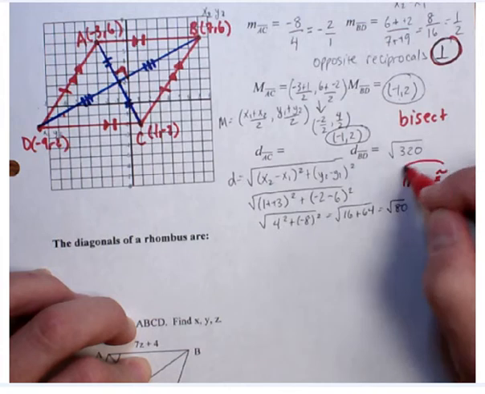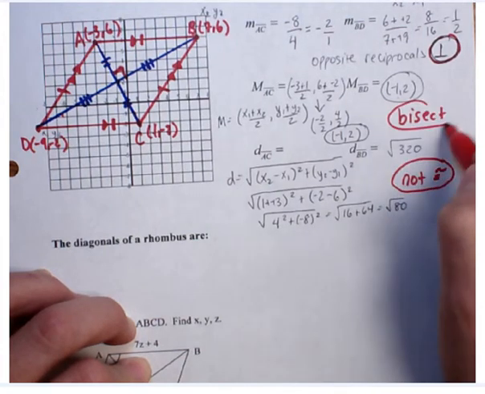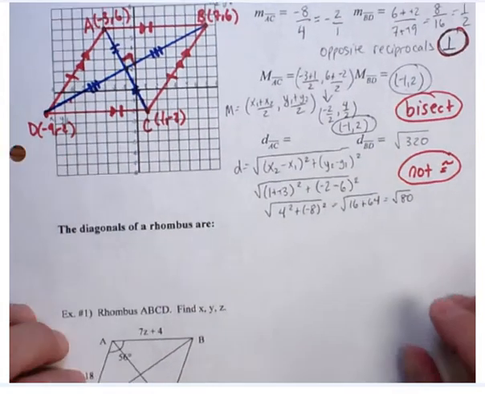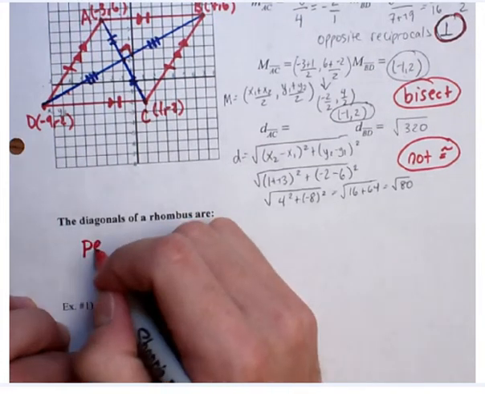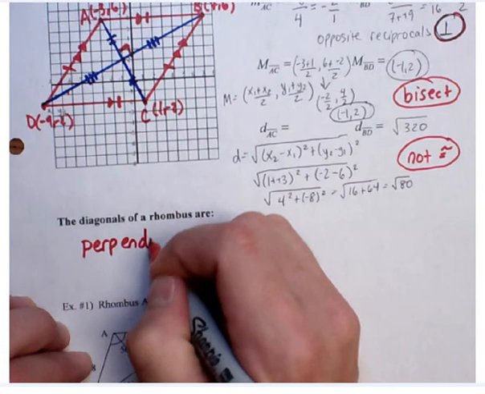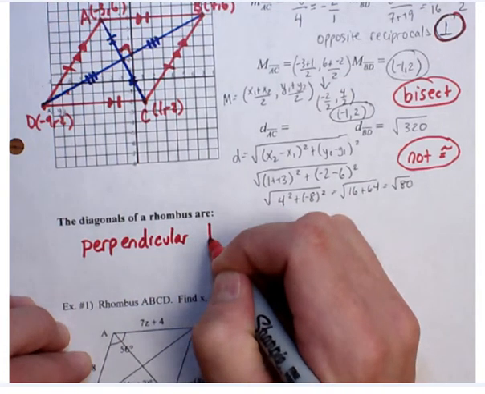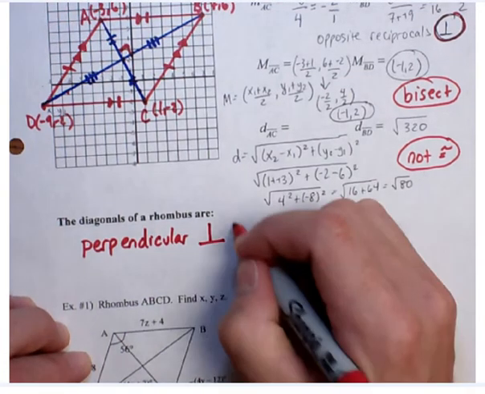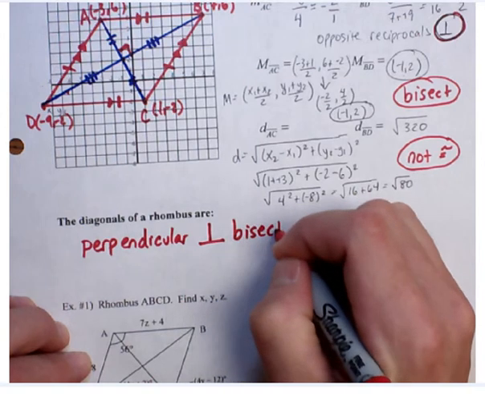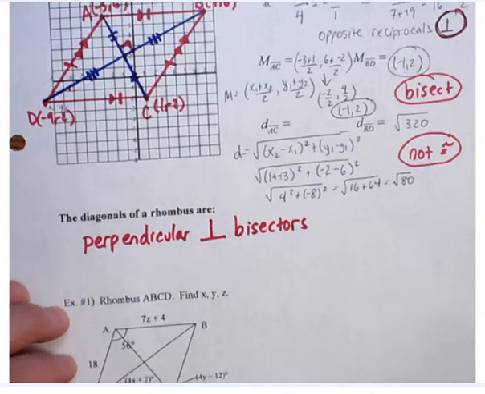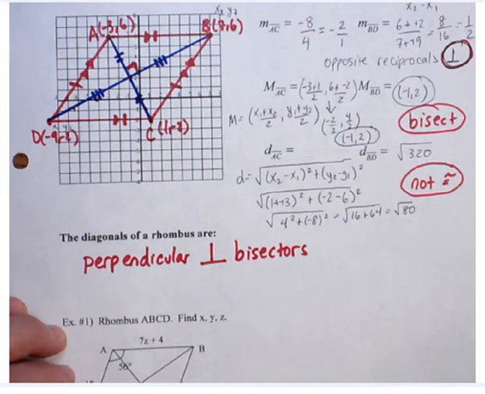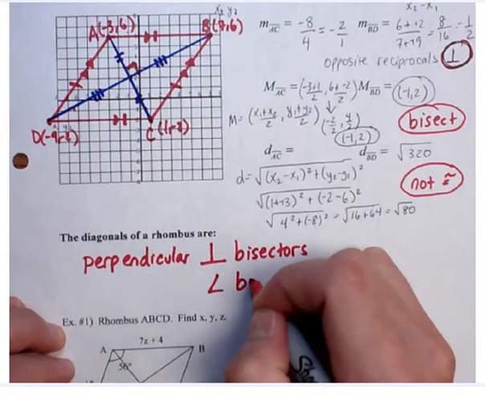So in a rhombus, what do we know? Let's go ahead and summarize here. The diagonals of a rhombus are perpendicular. We use the symbol for perpendicular bisectors. They're perpendicular and they bisect. And actually there's one other thing that we haven't talked about yet. They are also angle bisectors.